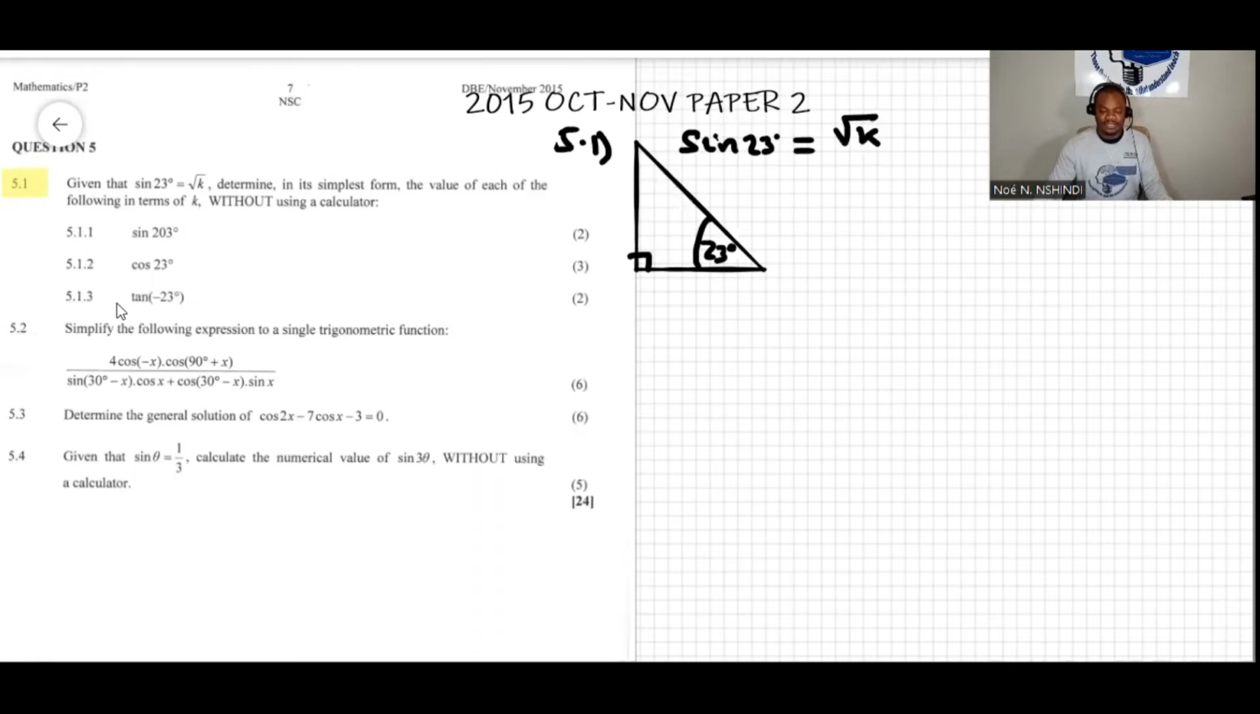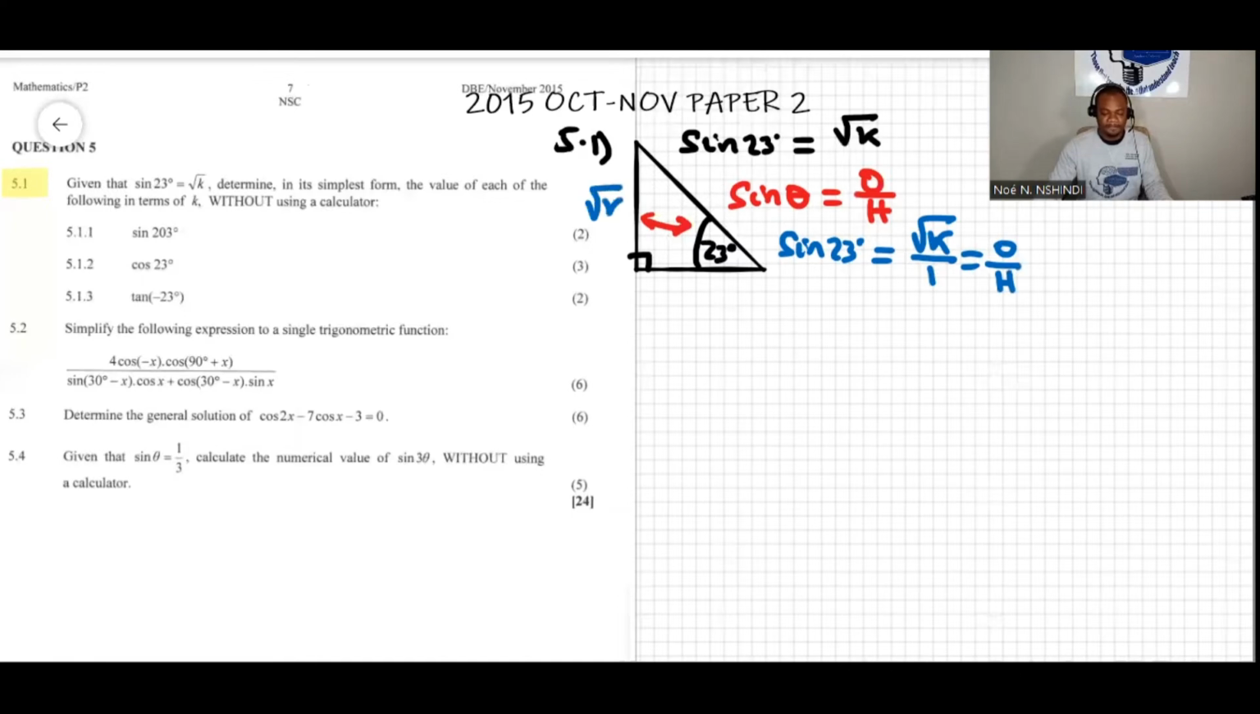So by that we understand, we do know the formula for the sine of the angle: sine of theta is given by opposite over hypotenuse. By that we understand that root k is the opposite side of the angle. I can write sine of 23 degrees is equal to square root of k over 1, so the opposite side is root k and the hypotenuse is just 1.